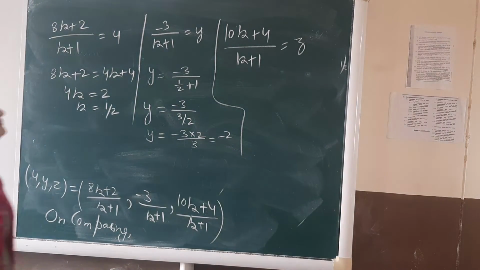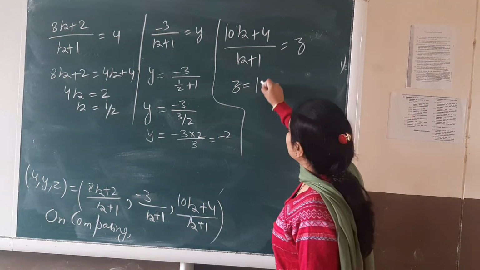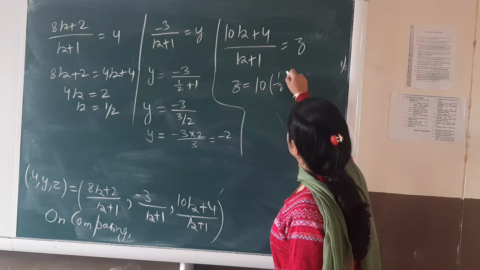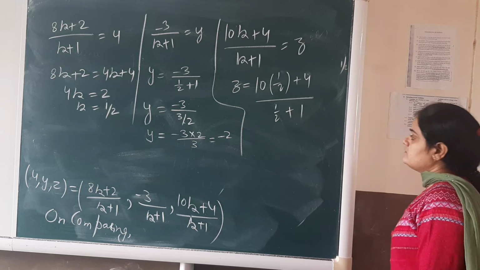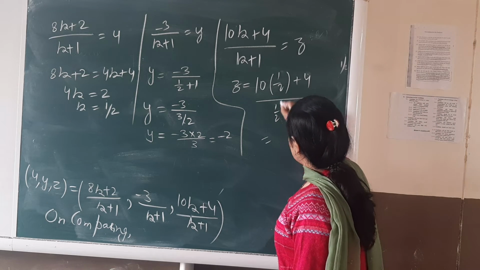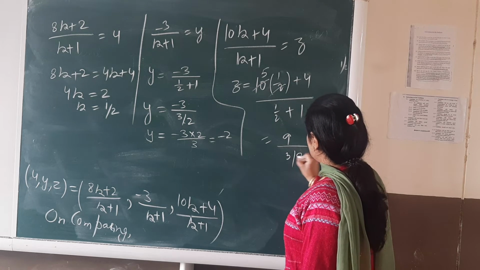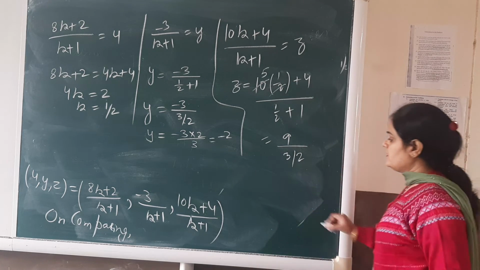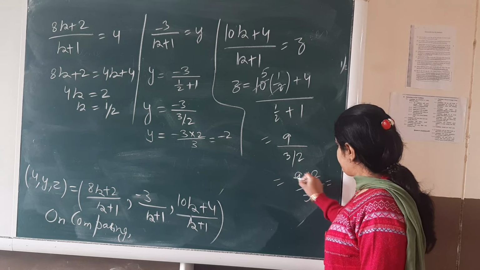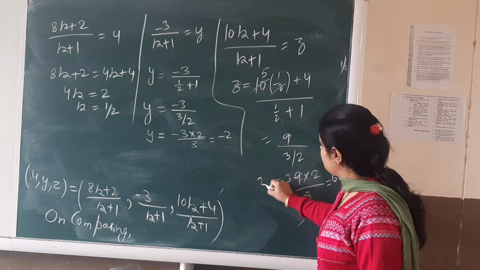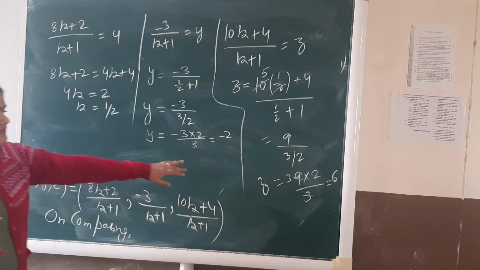After substitution of the value of k, we will get 1 by 2 plus 1. This is 2 5s are 10, 5 plus 4 is 9, upon 3 by 2. This 2 will multiply with 9. It becomes 6. So now we have the value of y, we have the value of z.